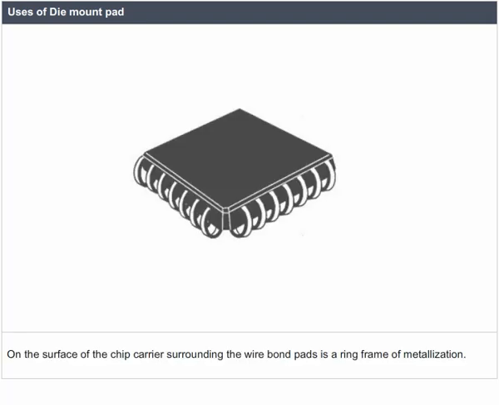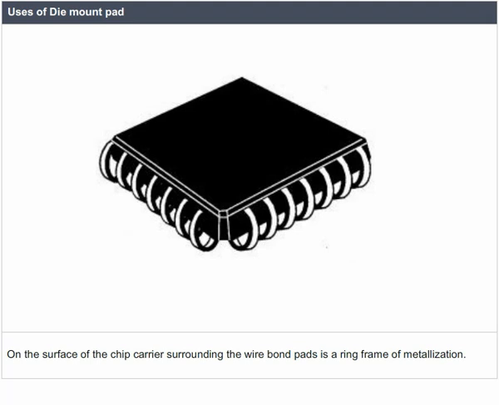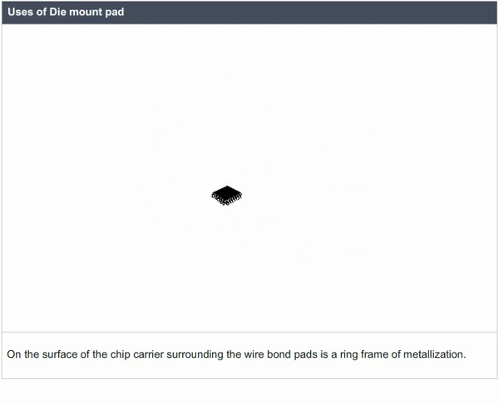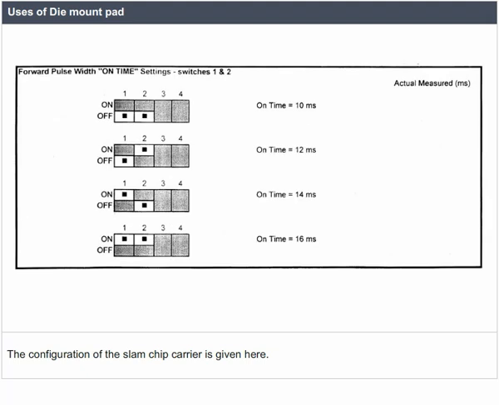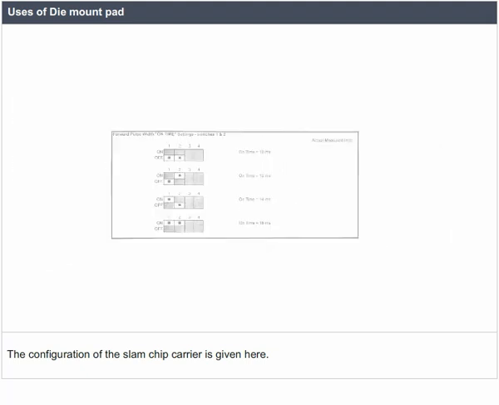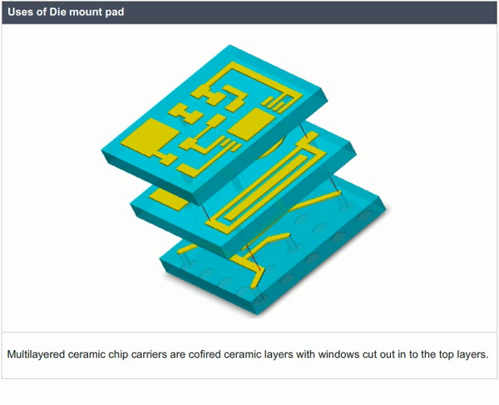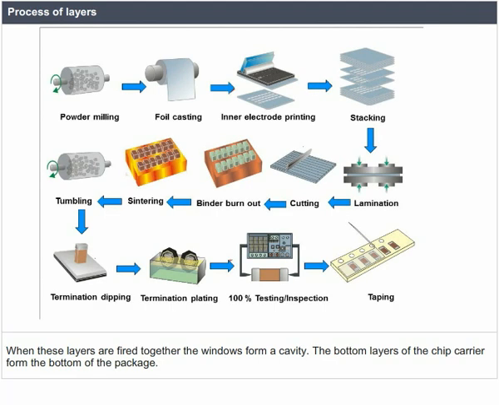On the surface of the chip carrier surrounding the wire bond pad is a ring frame of metallization. The configuration of the slam chip carrier is given here. Multi-layered ceramic chip carriers are co-fired ceramic layers with windows cut out into the top layers. When these layers are fired together, the windows form a cavity.